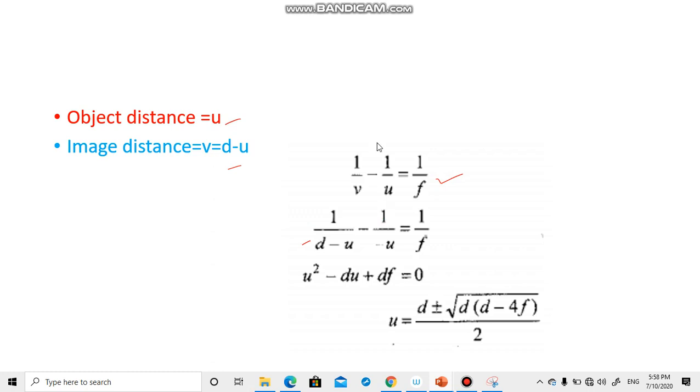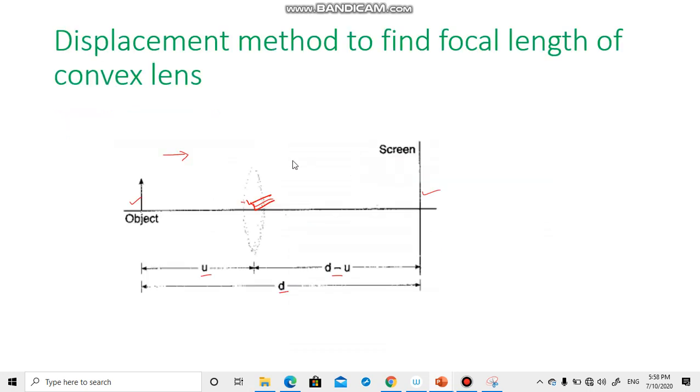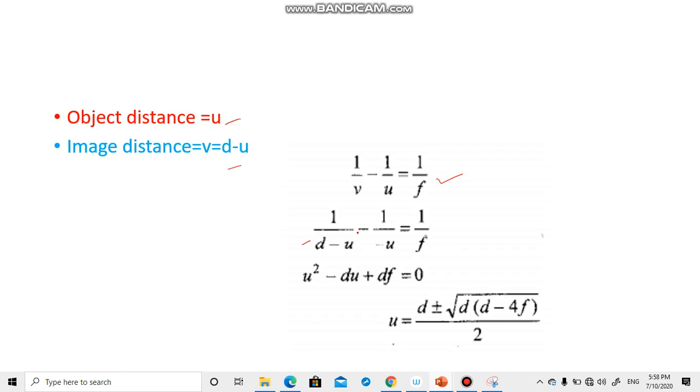You can see here that incident light is from left to right, and the distance you are measuring is from right to left. So U has to be taken negative, whereas V will be positive. V is in the same direction. So once you frame this equation, you will get a quadratic equation in U, which will have 2 roots. We need to put minus b plus or minus root of b square minus 4ac by 2a.